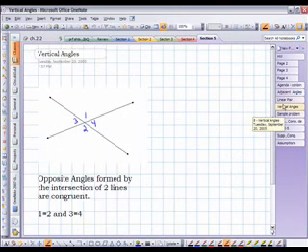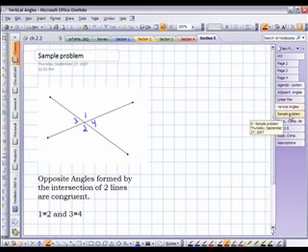Now here's vertical angles. Vertical angles are the angles formed by the intersection of two segments or lines or rays, and they're the opposite ones. So angle 1 is congruent to angle 2, angle 3 is congruent to angle 4. So the opposite angles, and vertical angles are congruent.